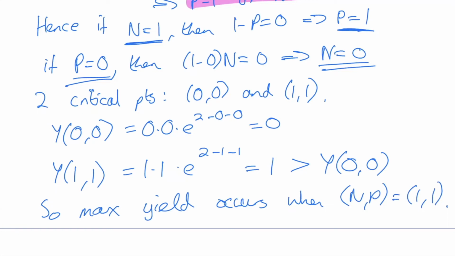Some of the mistakes that people made: they assumed that 1, 1 was automatically greater than 0, 0. You can't assume that. You have to actually substitute them back in and compare the values that come out to show that the maximum yield occurs when n and p are both equal to 1.